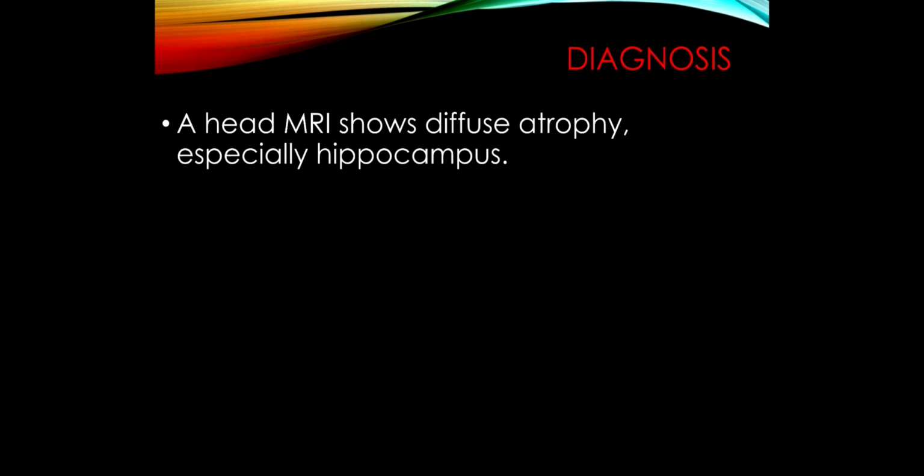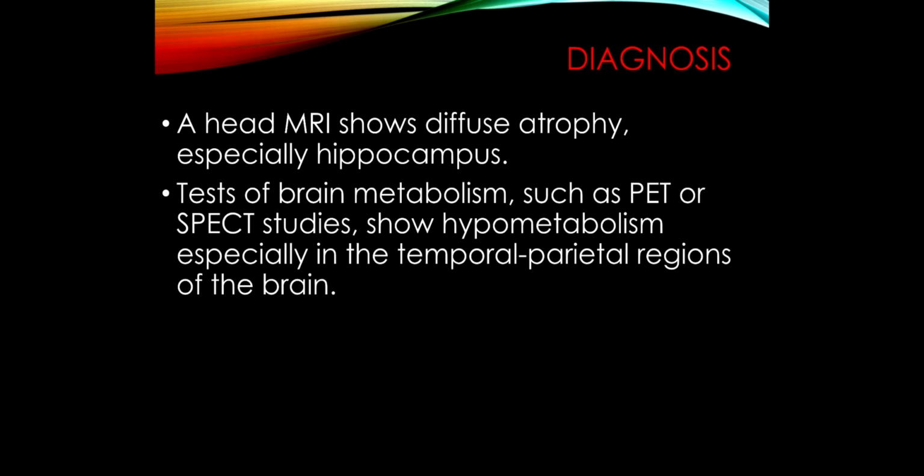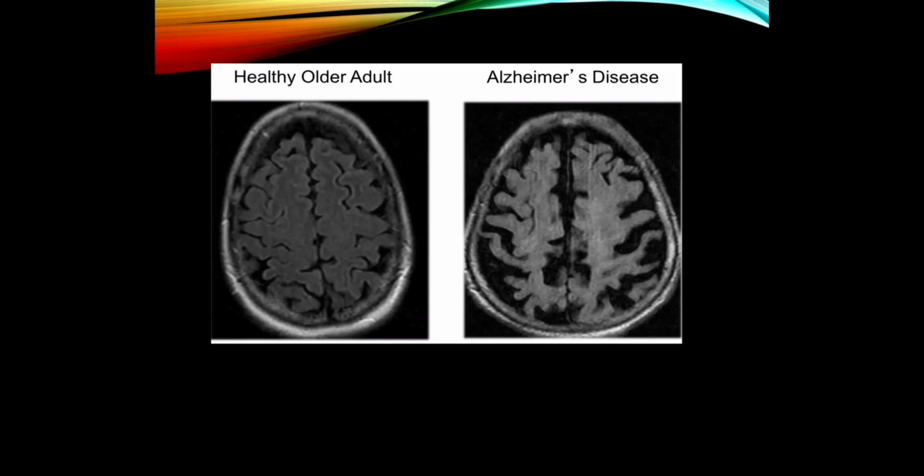An MRI will reveal atrophy, and especially we're going to look for atrophy of the hippocampus. Other tests that are done mainly for research purposes, we can do metabolic tests such as PET or SPECT studies, which would show hypometabolism, especially in the temporal parietal areas of the brain. And something that will be very useful if this is ever routinely available is PET amyloid imaging, where we can actually, by PET scan, visualize the amyloid. And then of course at autopsy, we can confirm the plaques and neurofibrillary tangles and all of that.